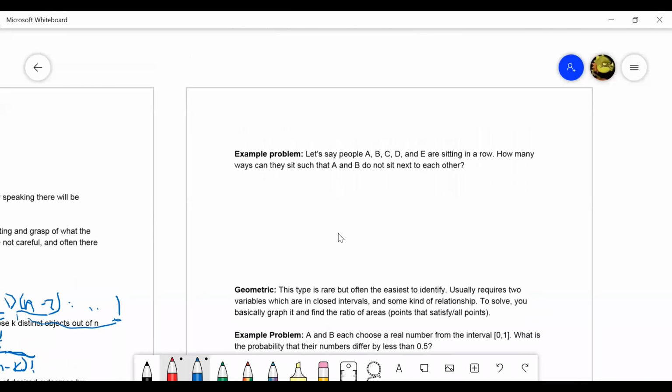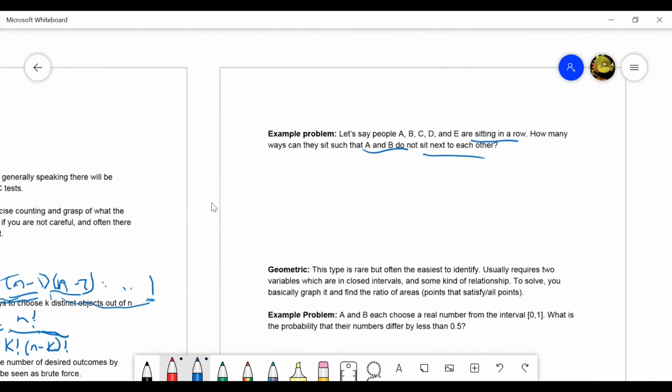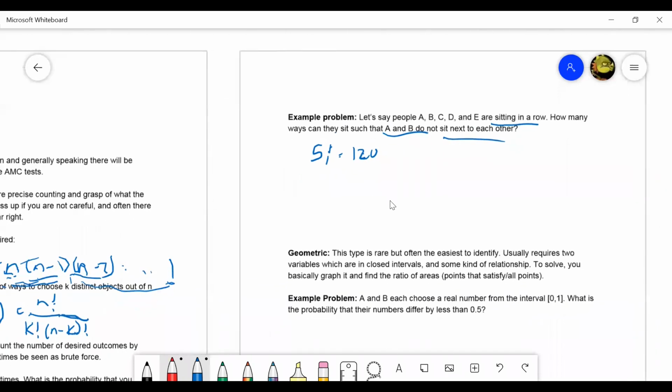And complementary counting is exactly like complementary counting in probability, where you can count the total number of ways for them to sit in a row, and then subtract all the ways in which A and B do sit next to each other. When you subtract, you get all the ones where they do not sit next to each other, because there's no other case besides they do or they do not. So from the permutation formula, you can see that there are 5 factorial, or 120, ways to have them sit in a row.